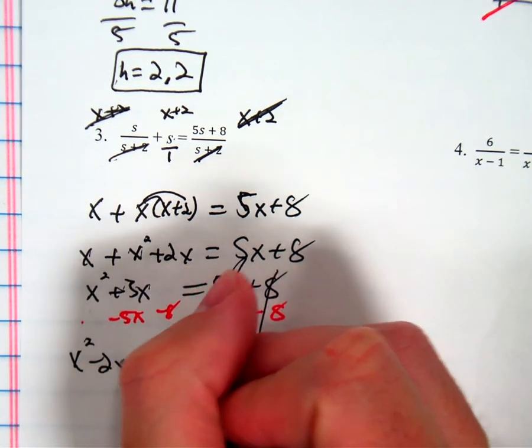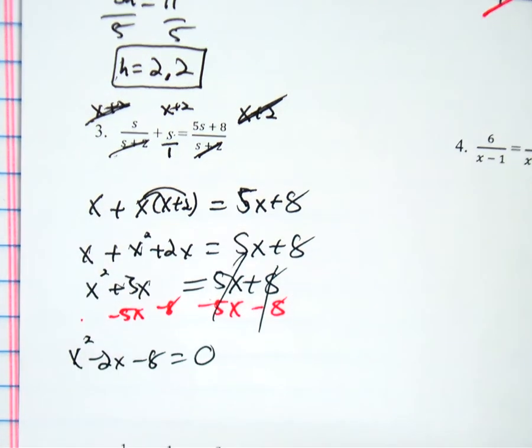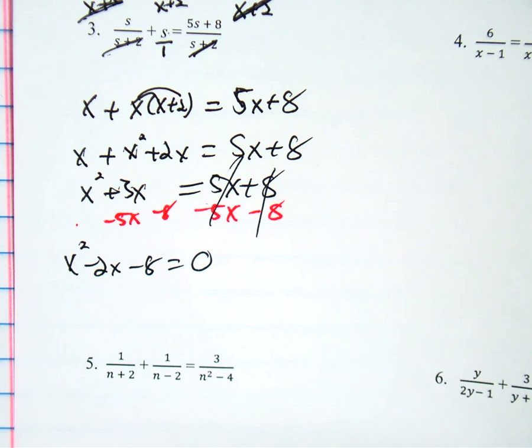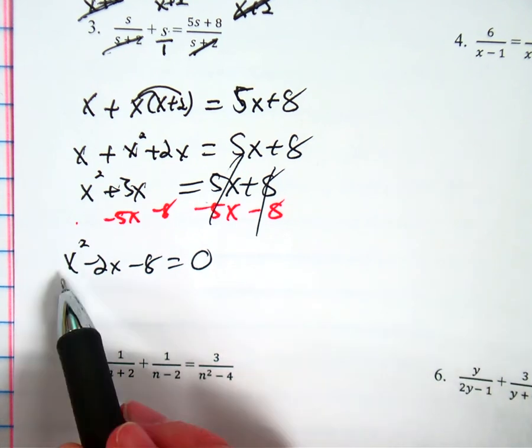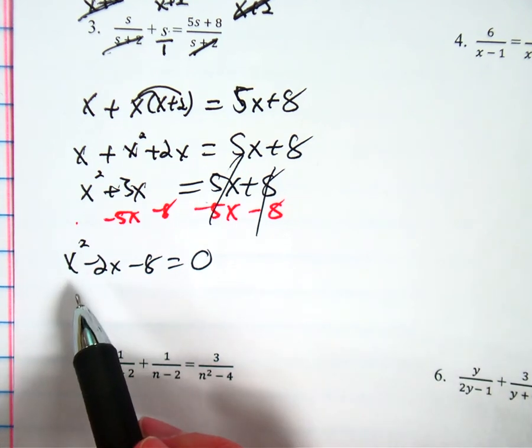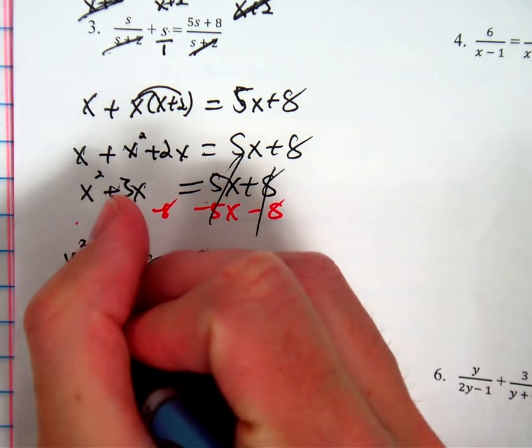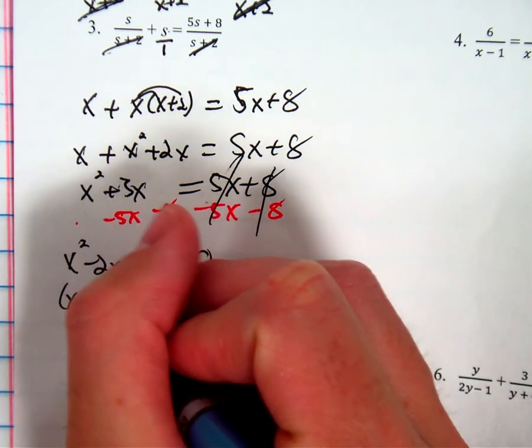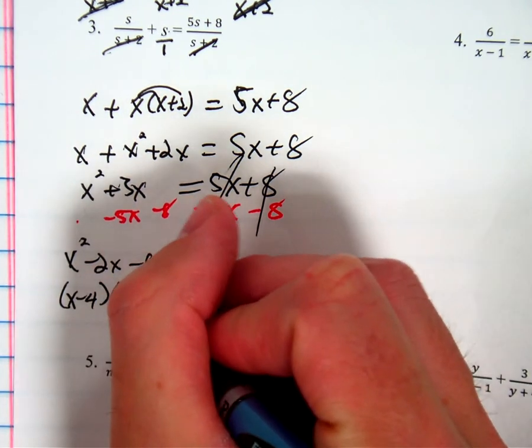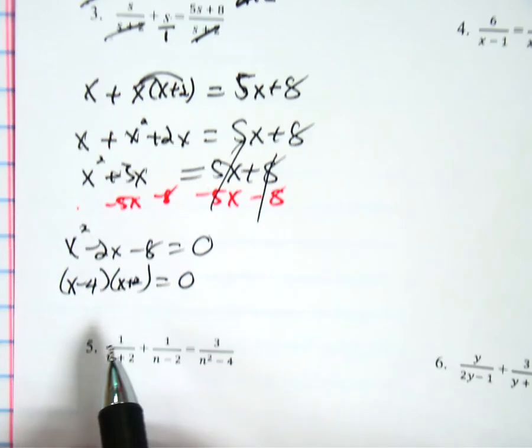So we got x squared minus 2x minus 8. If you need to use the magic x, you can, but with no number in the front, we should be getting pretty good at this. What multiplies to negative 8 and adds to negative 2? We're going to have x minus 4 and x plus 2.